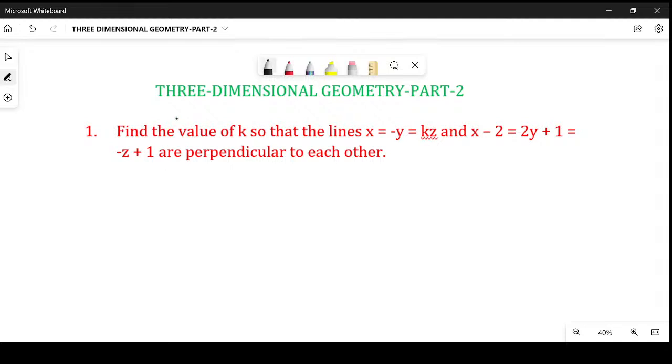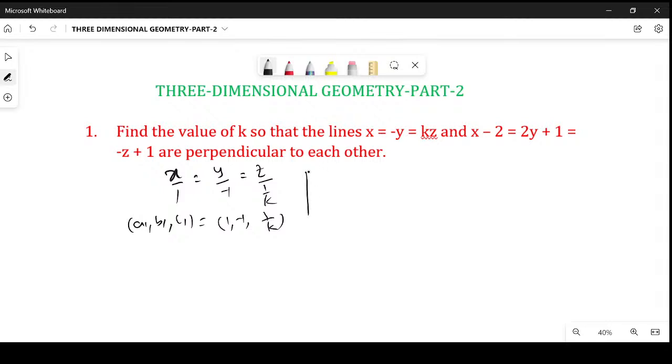Here we write the given equation x = -y = kz. The Cartesian form is given, so we write the symmetric form of the line. For the first line I can write x/1 = y/(-1) = z/(1/k). That means for this line the direction ratios a1, b1, c1 are 1, -1, 1/k.